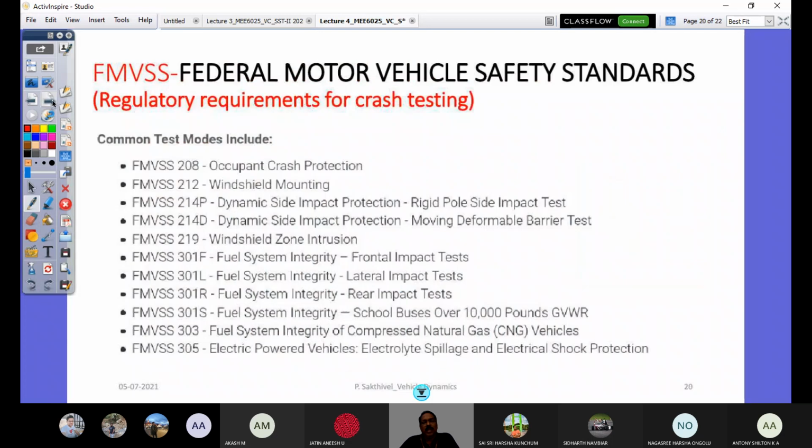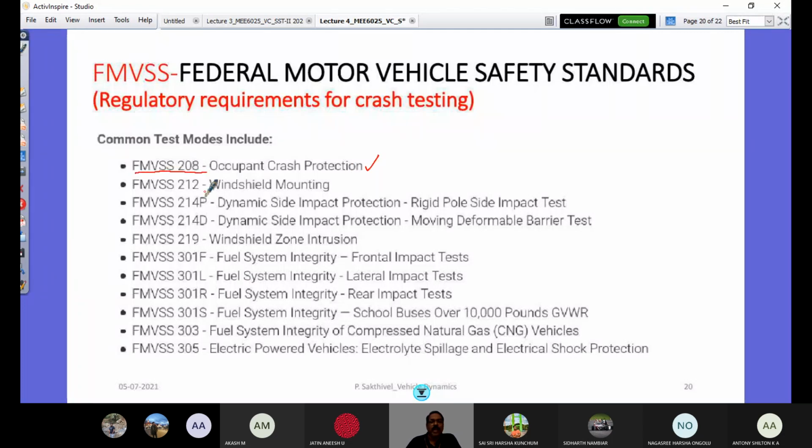And these are the regulatory requirements for crash testing. You can see the series. What we are currently seeing is FMVSS 208, and we have the remaining standards with these numbers: windshield mounting, side impact regulations, and windshield zone intrusion. And 301 is all for the fuel tank. A fire accident during a crash happens because the fuel system integrity fails. You have some standards there for frontal, rear, and side. These are the other standards that we will also see in our course.